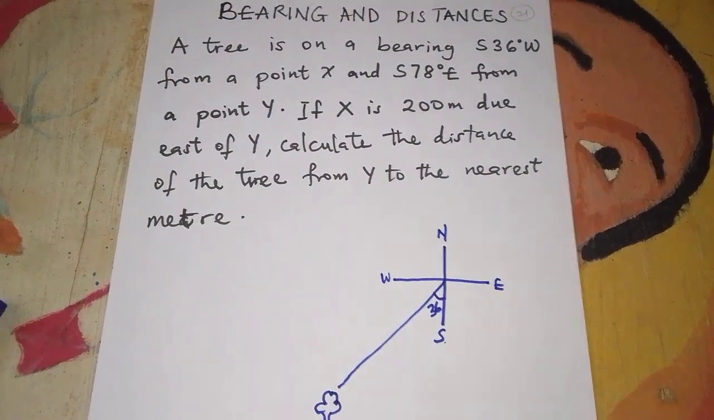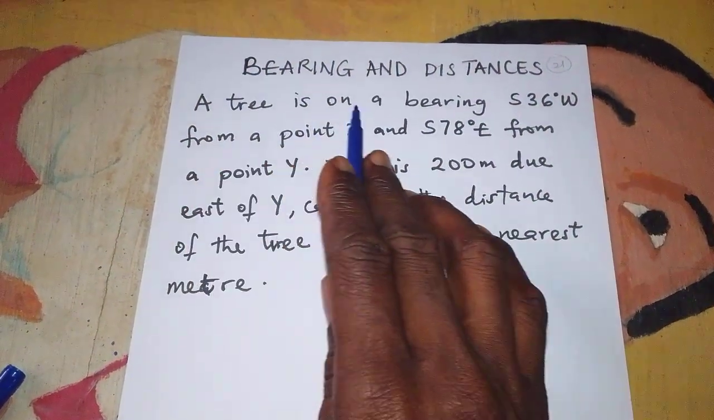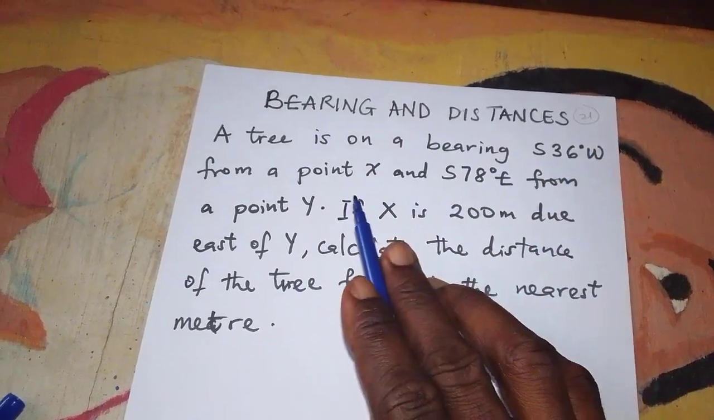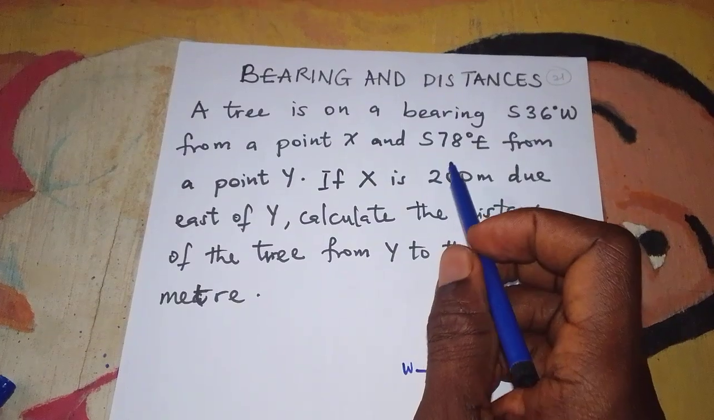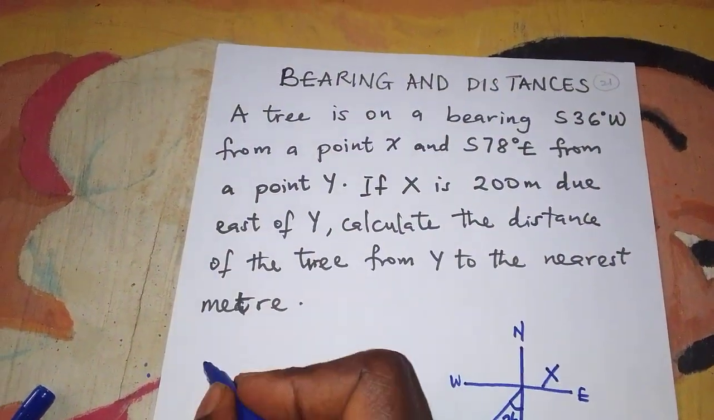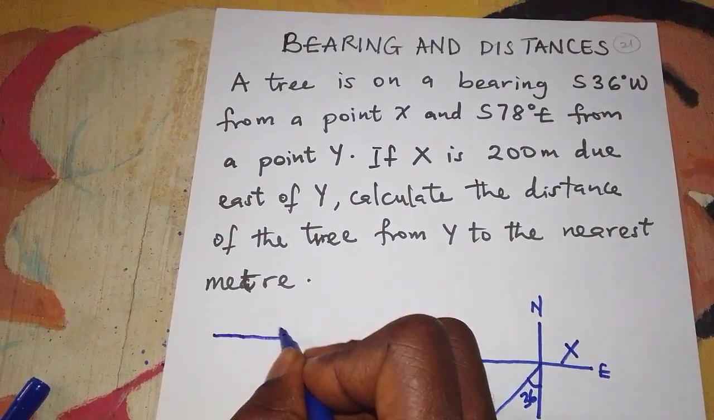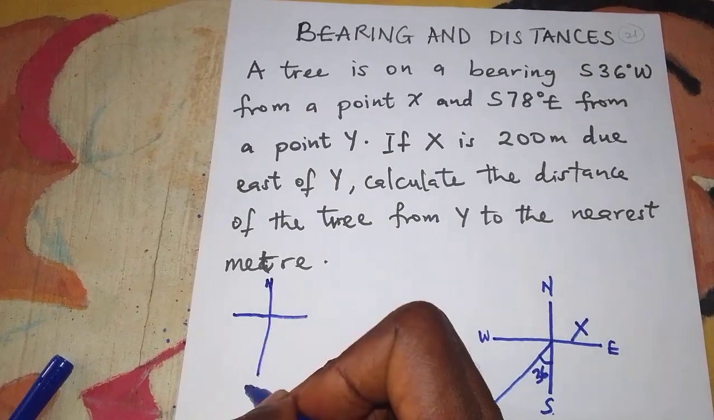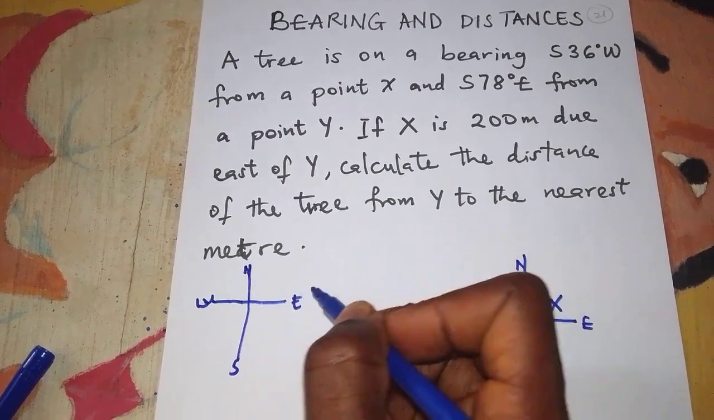This is the tree. Say on the other hand, a tree is on a bearing of south 36 degrees west from a point X. So this is the point X. And south 78 degrees east from a point Y. So assuming our Y is at this side, let's draw the four cardinal points here also: north, south, west, and east.